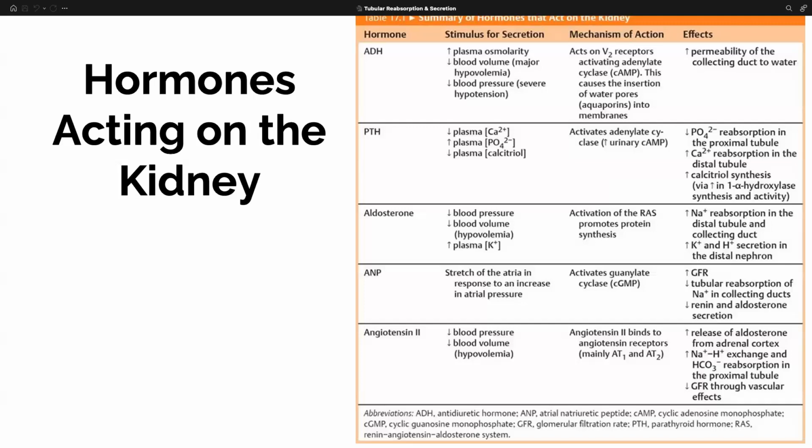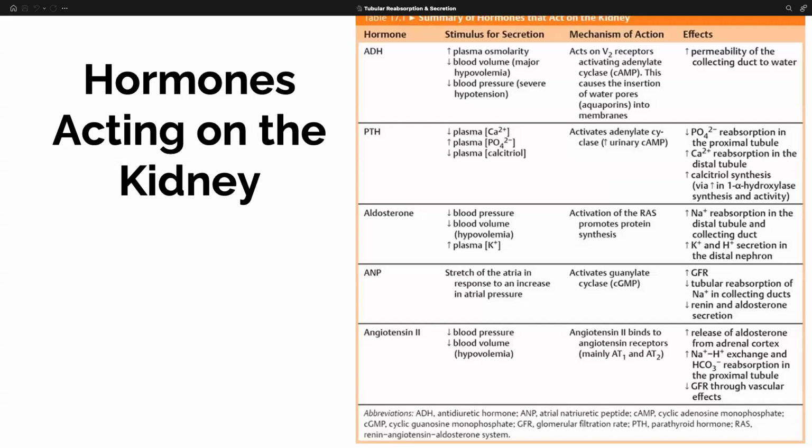Aldosterone is part of the RAS system. What aldosterone essentially does, you have to remember this, is it increases the secretion of potassium and H plus ions and increases the reabsorption of sodium ions. So it's very important. Sometimes they ask you its exact function, or if it's inhibited with some drugs. You have to remember it reabsorbs sodium and it secretes potassium and H plus ions.